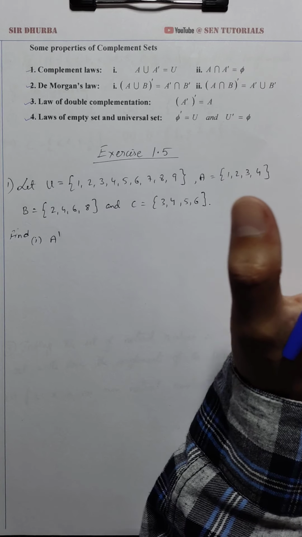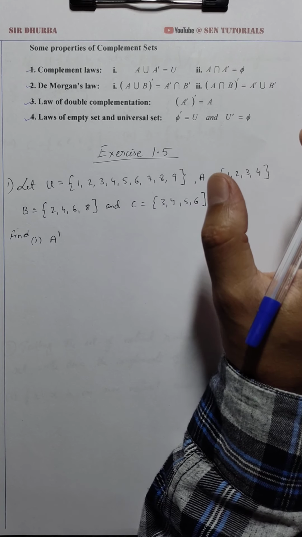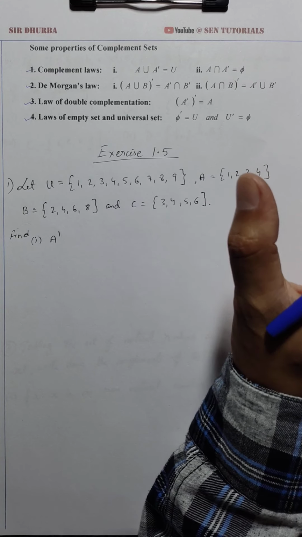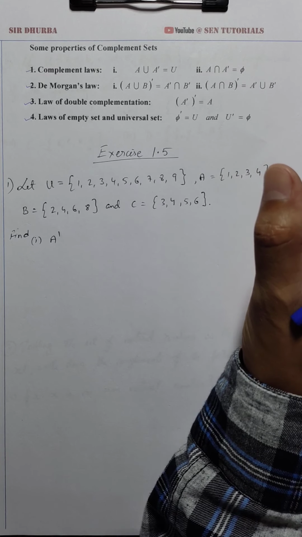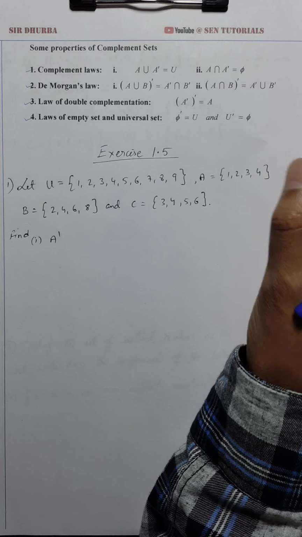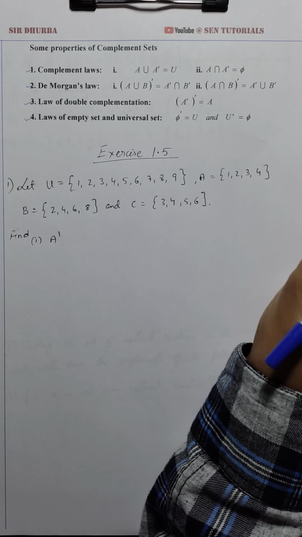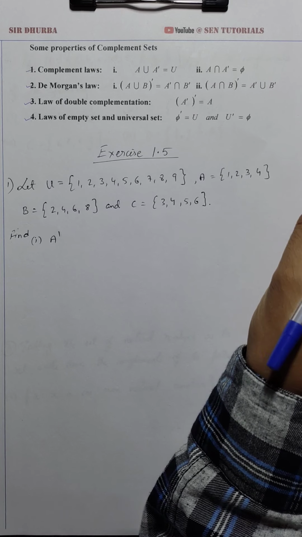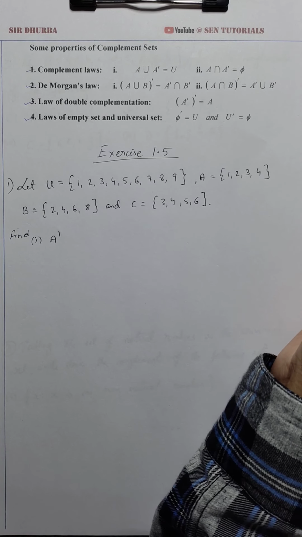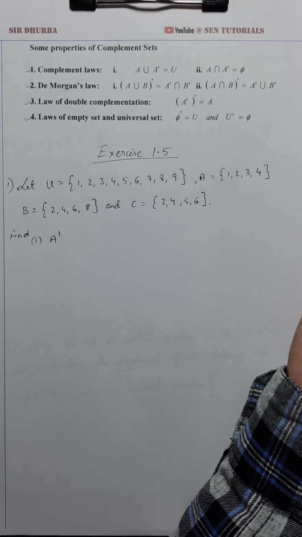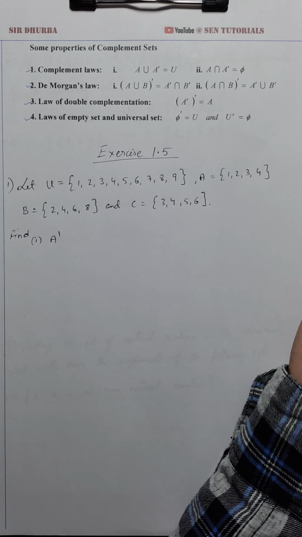So in this exercise we are going to be learning about complement of sets, and a slight knowledge we will be learning about Venn diagrams also. So I believe that you have gone through the concept videos. I will also be providing them in the description box below, so kindly go through that also. All right, so let us just begin with exercise 1.5.